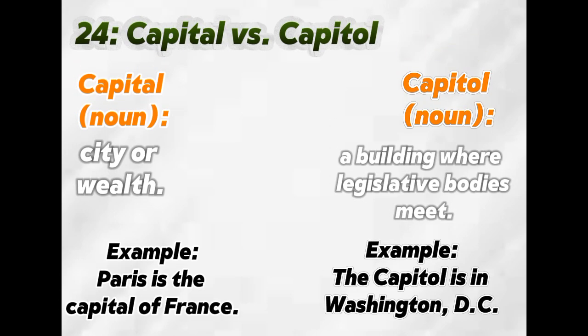Alright, let's look at capital and capitol. Capital can mean a city or wealth, like Paris is the capital of France. Capitol is a building where legislative bodies meet, like the Capitol is in Washington, D.C. So, capital can refer to a city or money, and capitol is a specific building. Got it. Great.